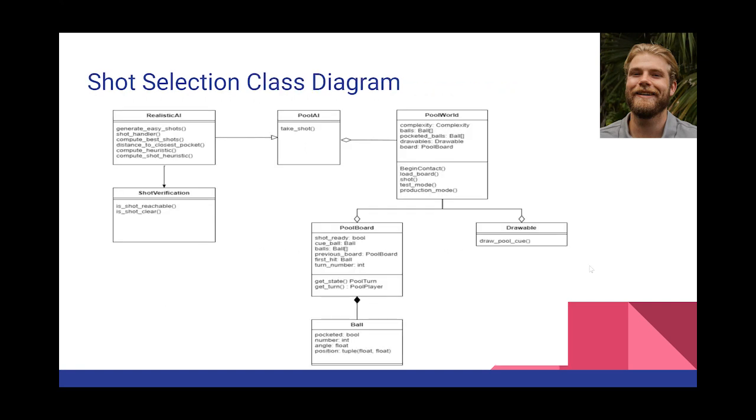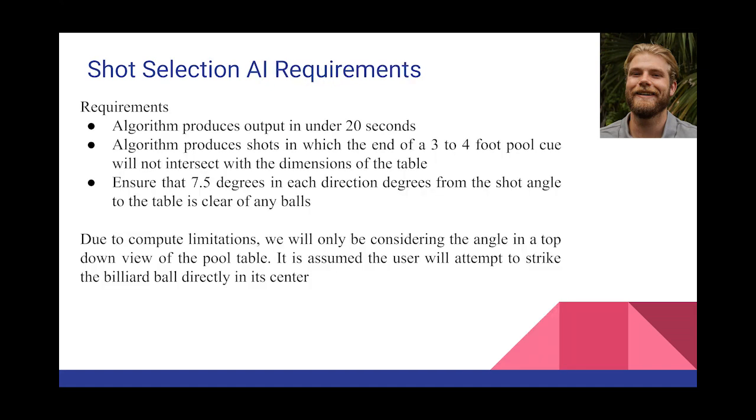Here's a class diagram of the shot selection algorithm. It has both my components and the components of the existing AI and simulation open source software we used. As you can see, it's got the realistic AI, which is ours, as well as the shot classification system. And we were also required to integrate within the Pool Genius software, which we will talk about later. The requirements of the shot selection algorithm are that it produces an output in under 20 seconds.